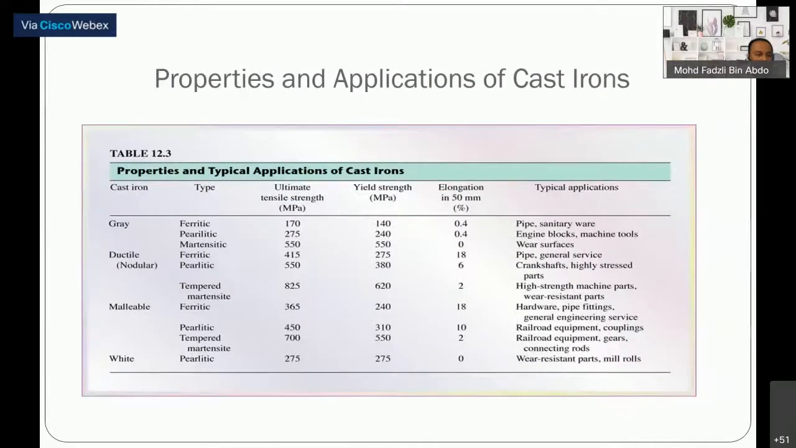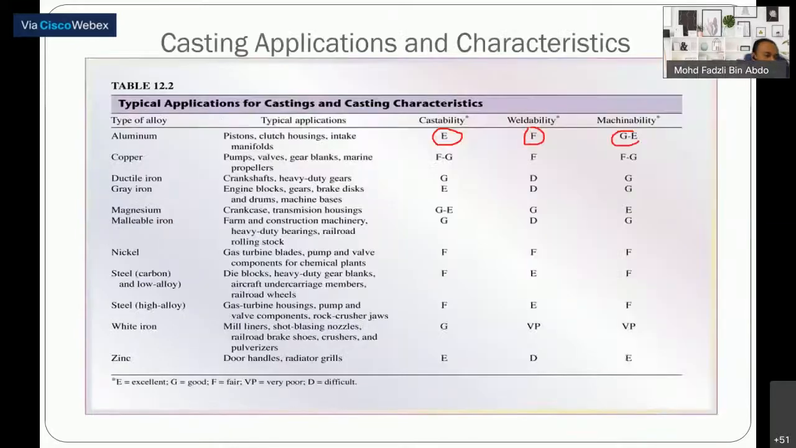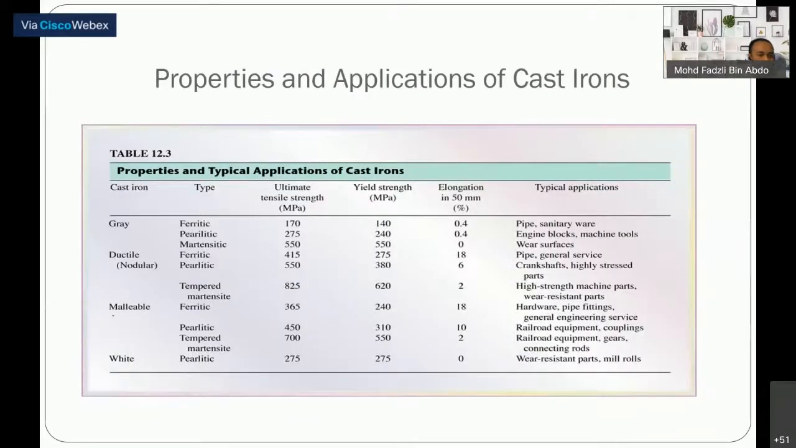Okay, ini sambungan. Ini adalah property application of the cast iron. Ini contoh cast iron punya lah. Jenis-jenis cast iron, kita ada grey cast iron, white cast iron. Cast iron ni biasa kita buat engine block. Okay. Ini dia punya mechanical properties lah. This is the mechanical properties.